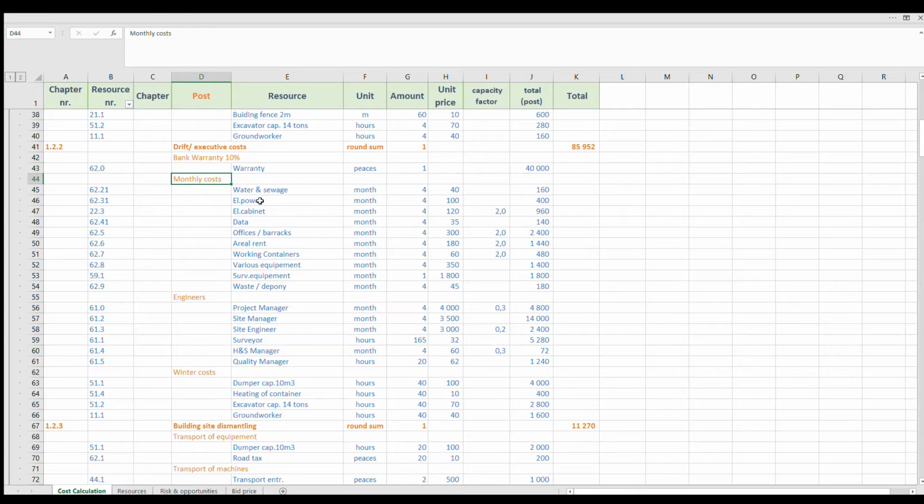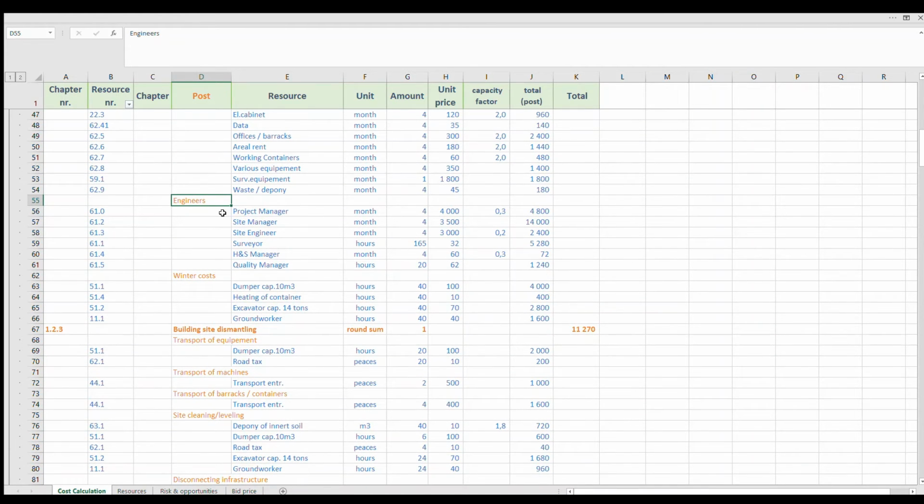Monthly costs. You must think about all costs: water and sewage, electric costs, cabinets, which you must use maybe 2 pieces, data, offices and barracks, aerial rent, working containers, and other things. Then comes the interesting thing, the salary of your engineers. You must have a project manager. It just depends how much time you want to have him here.